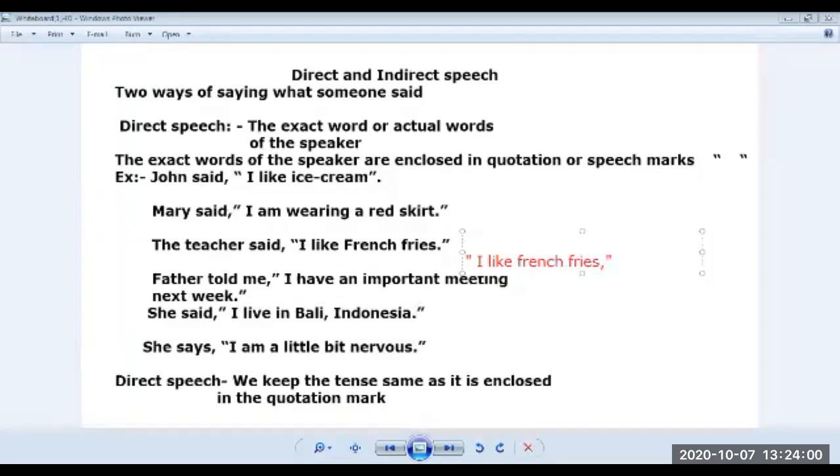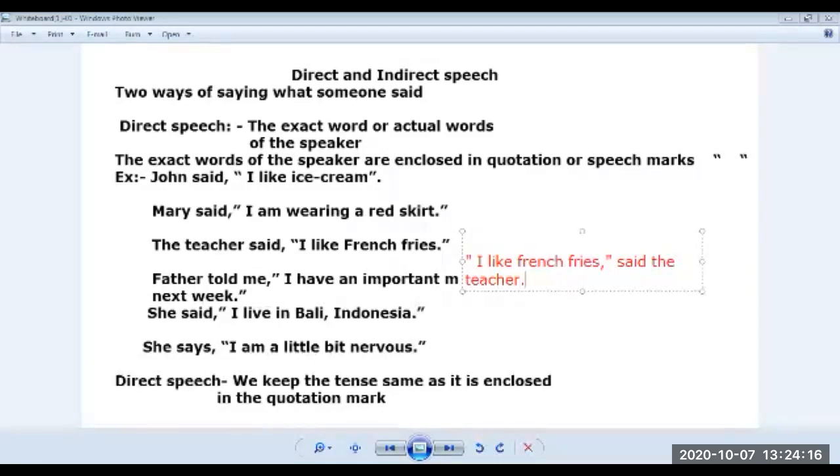And then you say, said the teacher, or the teacher said. Yeah. The teacher said, or said the teacher. Very good. Yes, full stop.